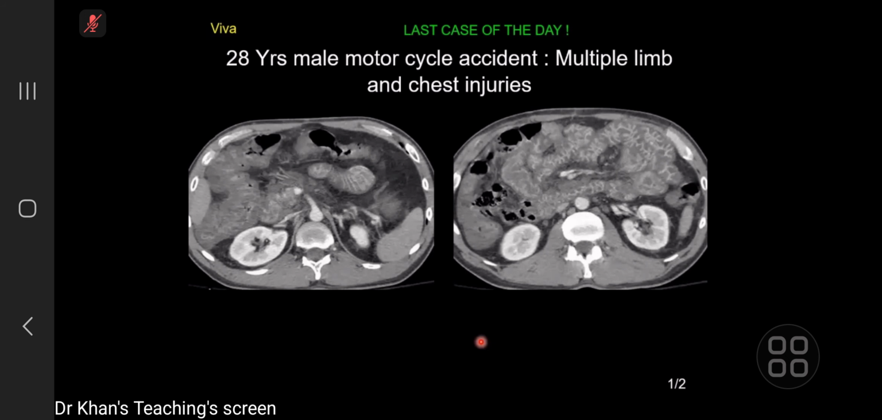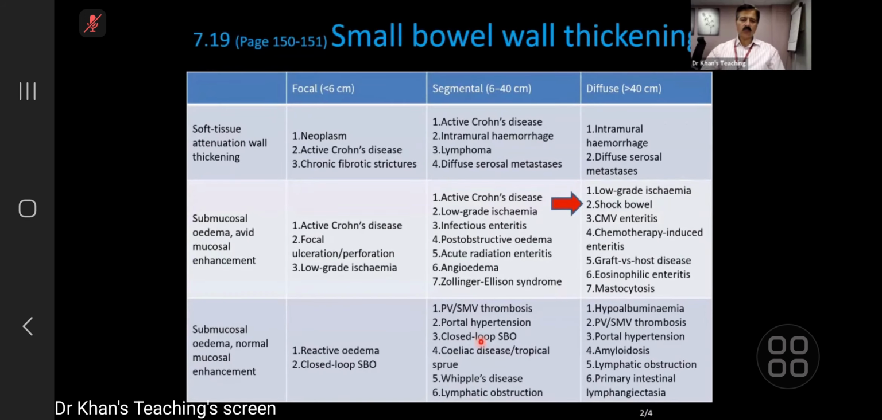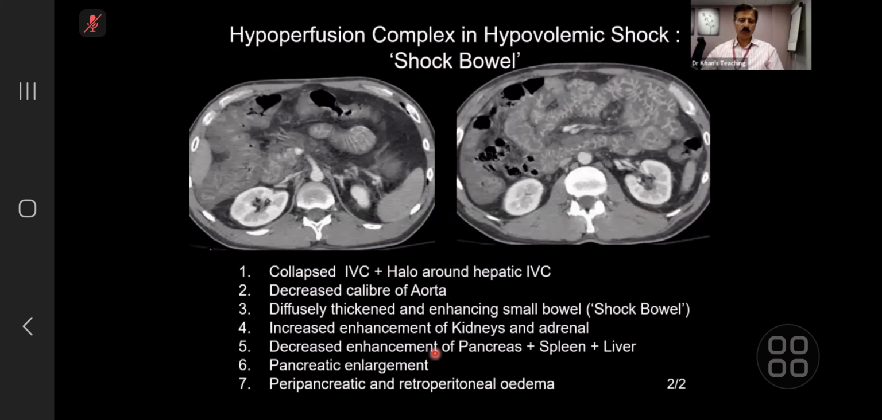Shock bowel syndrome. Okay. So shock bowel syndrome is given here in your Chapman, diffuse more than 40, and these parameters should be in your knowledge. And I have seen in my experience many times candidates mix it up. They think that there has been contrast in the bowel. No, there is no concept of contrast in a trauma case, right? Nobody has got the time to give contrast.